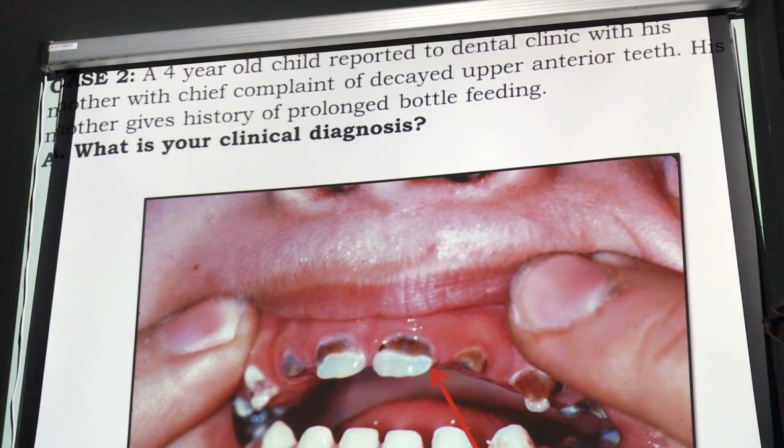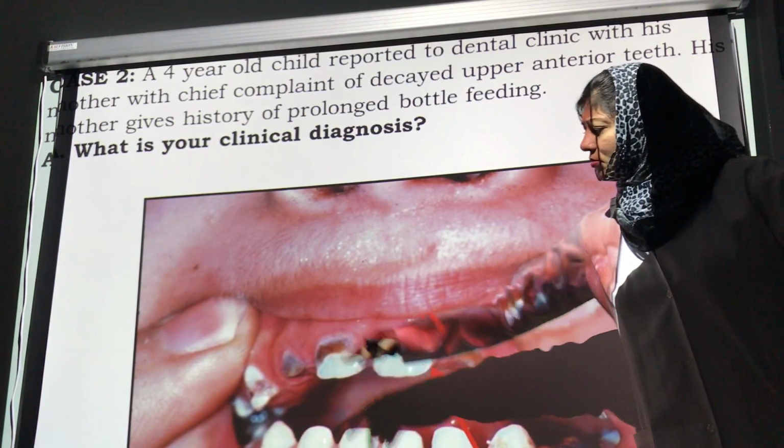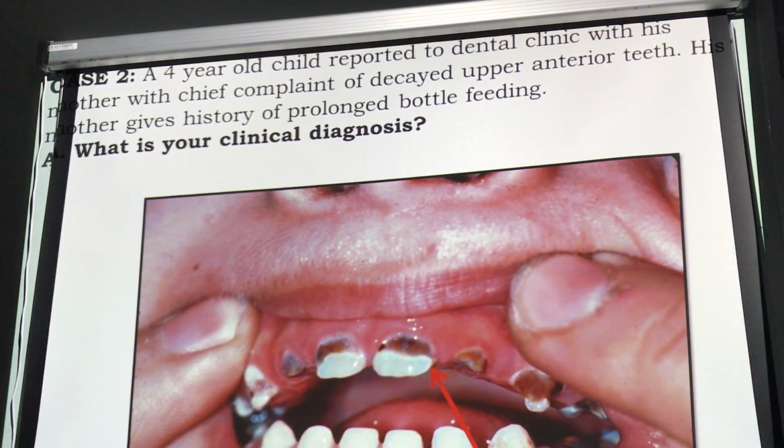Why do we need the crown? Why can I not extract this tooth? Because we will get malocclusion. It's not just crowning, it's malocclusion. So we call it space maintenance. You maintain the space. Even if you have a missing tooth, you put a space maintainer to keep the place for the permanent successors to come. That means these teeth will act as a space maintainer.